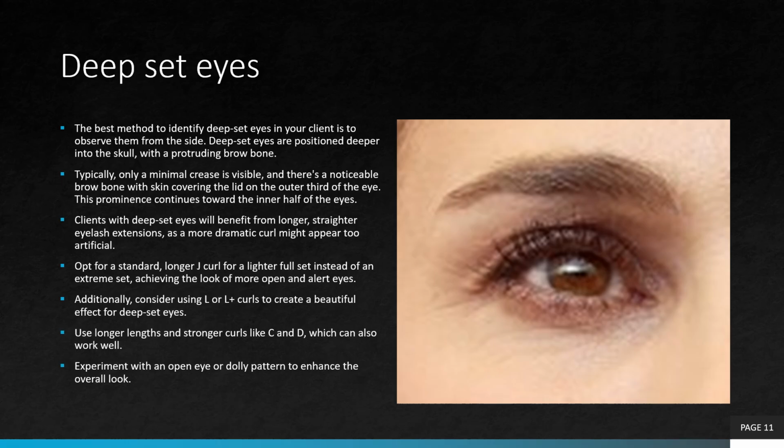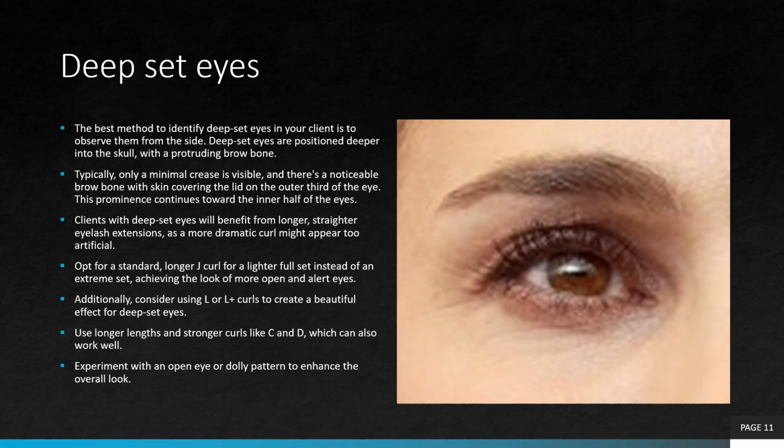When working with clients who have deep-set eyes, it's important to correctly identify this eye shape by observing the client from the side. Deep-set eyes are positioned deeper into the skull with a prominent brow bone. Typically, these eyes have a minimal visible crease and a noticeable brow bone, with skin covering the lid on the outer third of the eye, which continues towards the inner half of the eye.